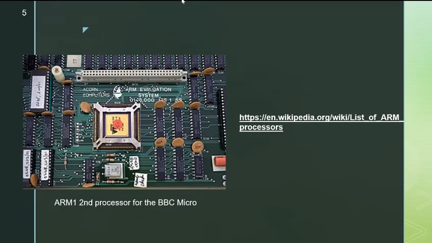This is the ARM1 second processor for the BBC Micro, which was developed by ARM Limited. You can check more about the ARM processor using this link.